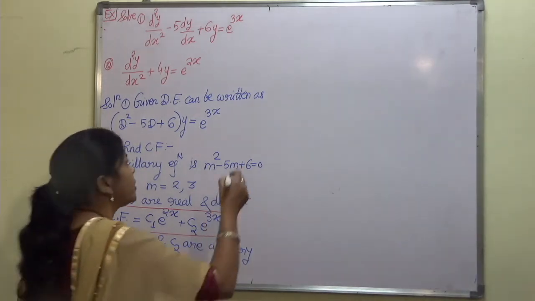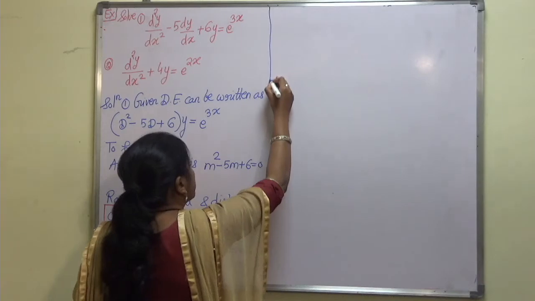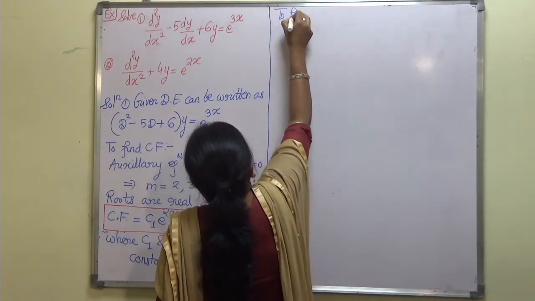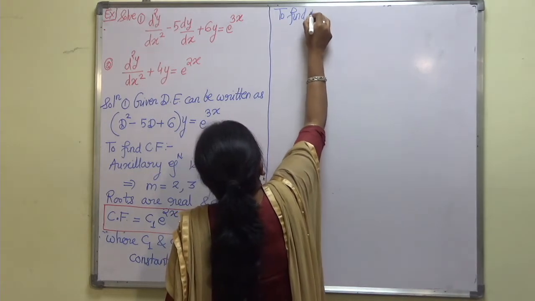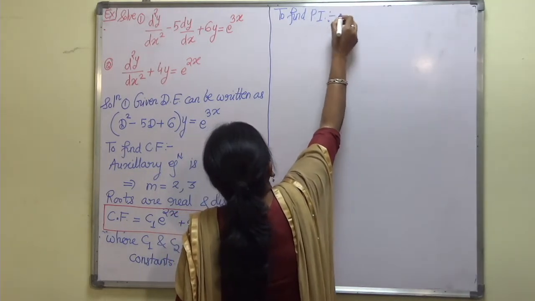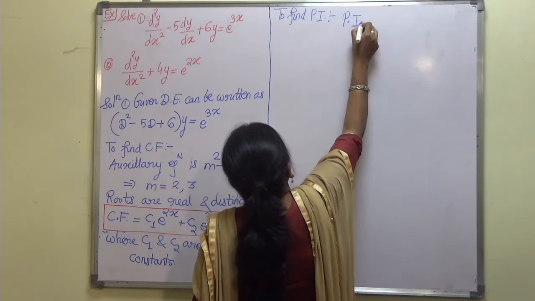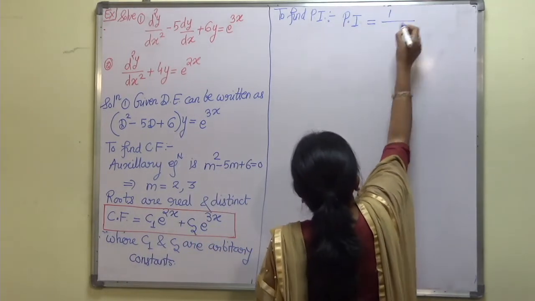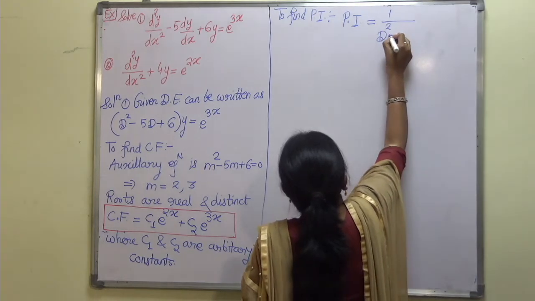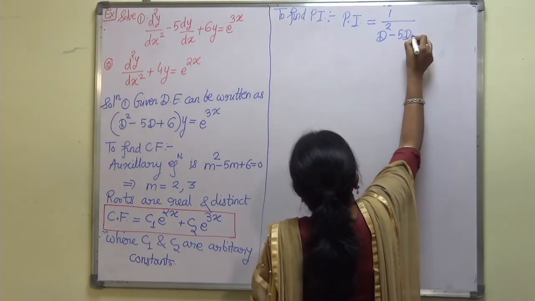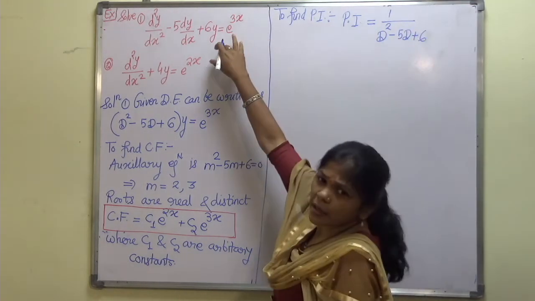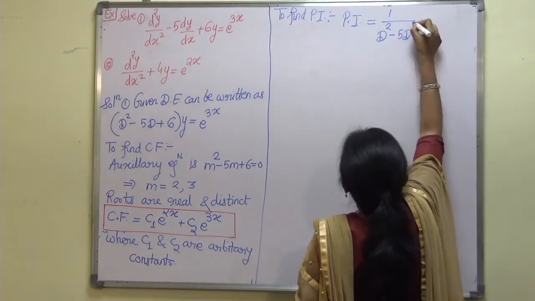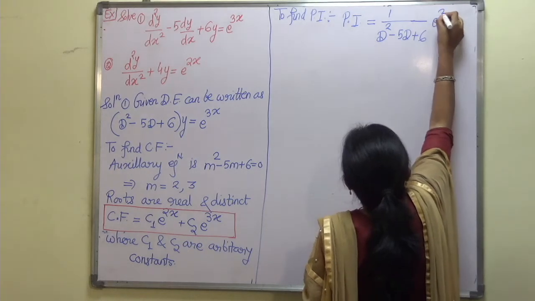Now let us find the particular integral. According to the definition, the particular integral is given by 1 upon the function of the operator D, that is D square minus 5D plus 6, operating on the right hand side. What is the right hand side function? It is e raised to power 3x. So it is operating on e raised to power 3x.